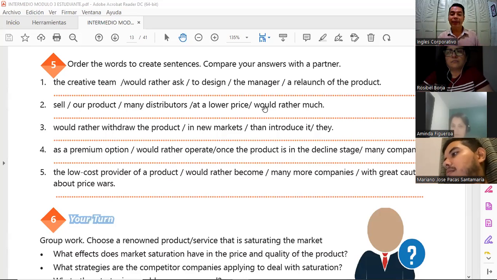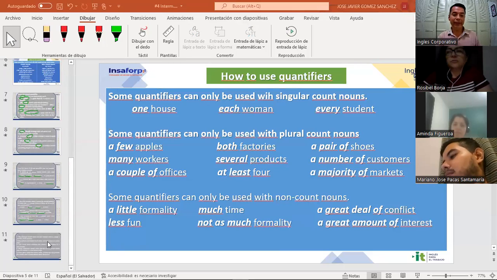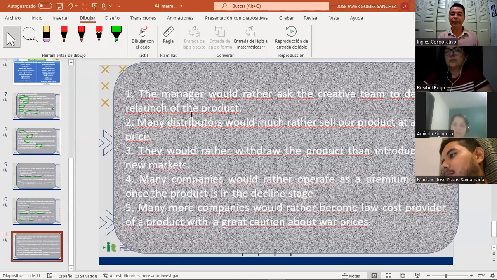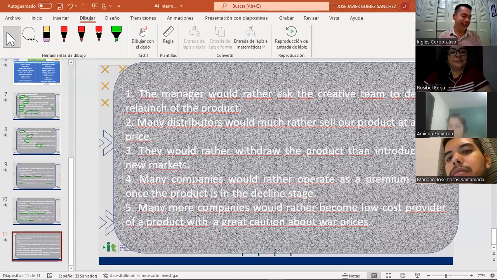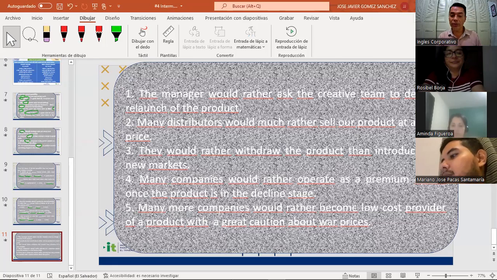Vamos a ver. Permítame, Vanessa. Aquí lo compartí yo. Aquí está, ok. En la última le falta el D. D, ajá. Por eso salía mal. Ok, espera un minuto, perdónenme, antes que me crucifiquen. Number 5, en la 5. Yes, many more companies would rather become the low cost provider.